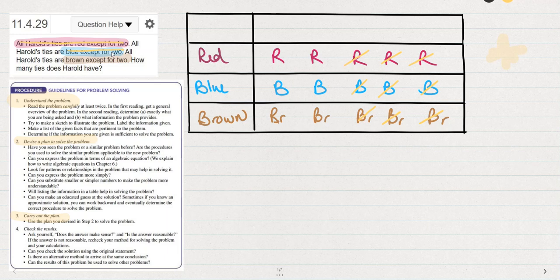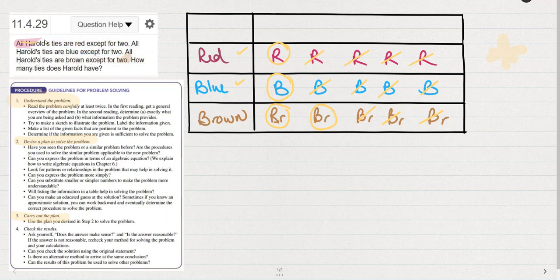All of his ties are brown except for 2. Well, here's where I recognize that there's a problem. They're all brown except for 2. I know he has red ties and I know he has blue ties. So at most, he could only have 1 of each, because if all of them are brown except for 2, I've got to scratch these off now. So it looks like maybe, don't write it down yet, but maybe there's 2 brown, 2 blue, and 2 red.